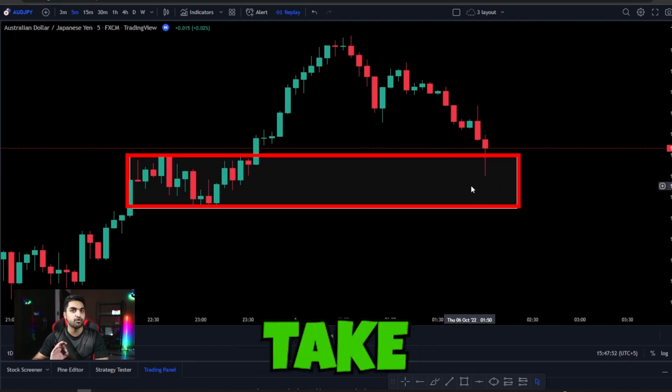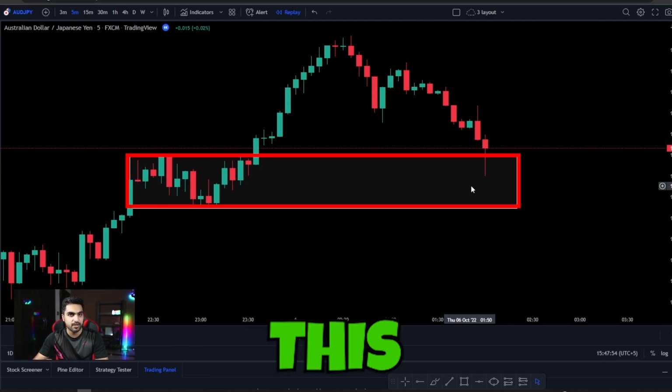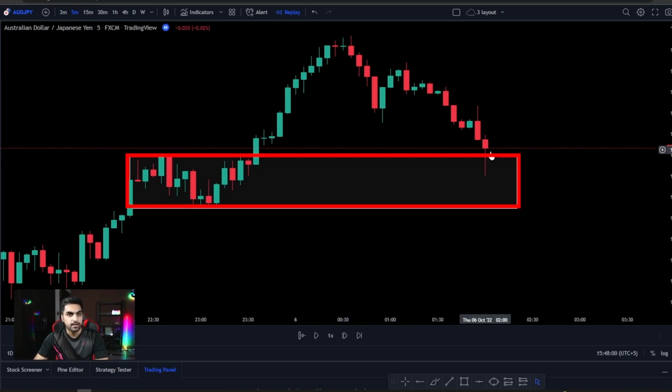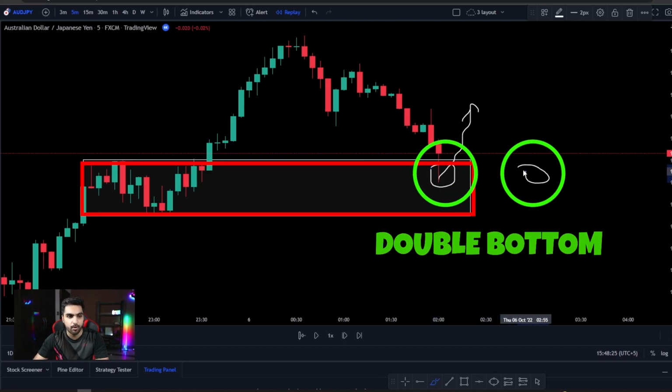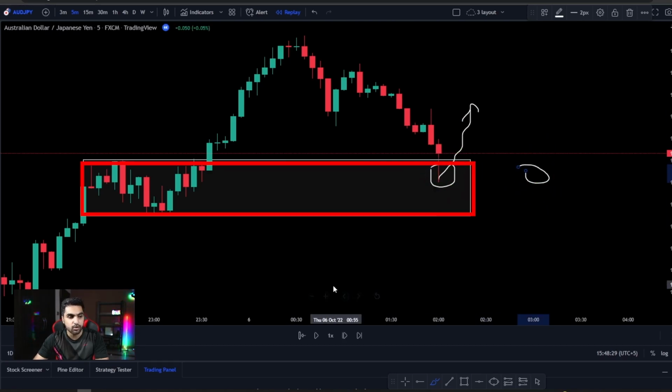But we are not going to take our trade randomly from this area when the market simply comes to this area. We need to have some sort of price action. And what kind of price action do we need? We need the market to make a rejection first. Once we get a rejection, we need the market to go up. And after that, we are going to need our second rejection, which will then be considered a double bottom. So now let's wait for the market to come towards this area.